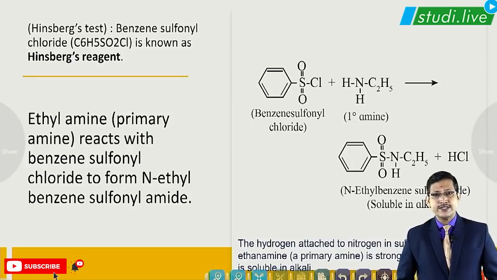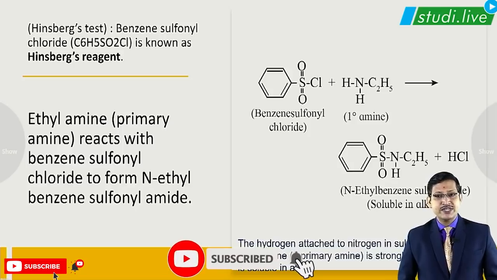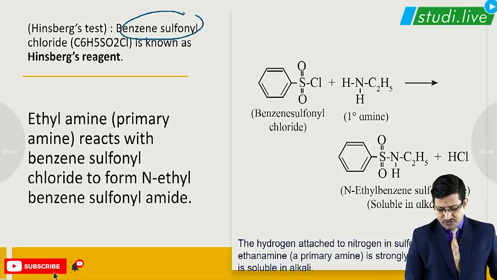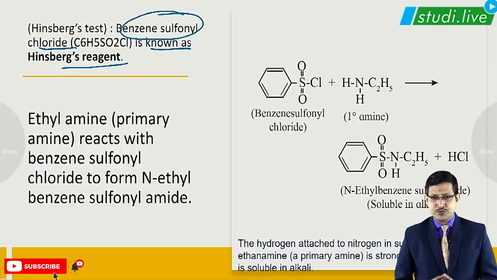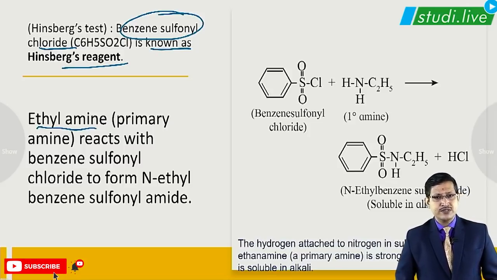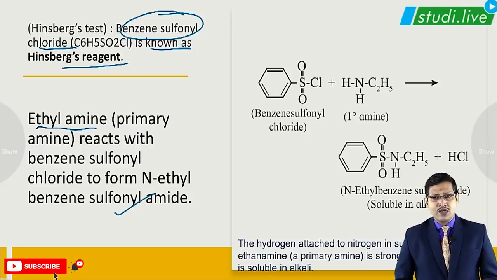The next one is Hinsberg test. Again, this is a question generally asked in the exams: what is Hinsberg test, or with the help of Hinsberg test, how will you differentiate between primary and secondary amines? To begin with, what is Hinsberg test? Benzene sulfonyl chloride is known as Hinsberg's reagent. In this reaction, it is ethylamine which reacts with benzene sulfonyl chloride, and in the first step it forms N-ethyl benzene sulfonamide.